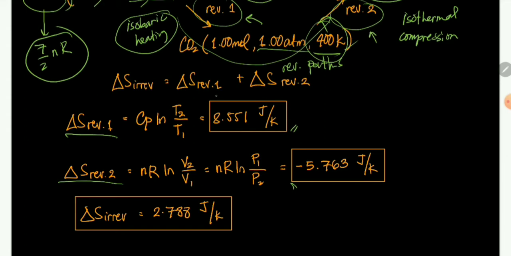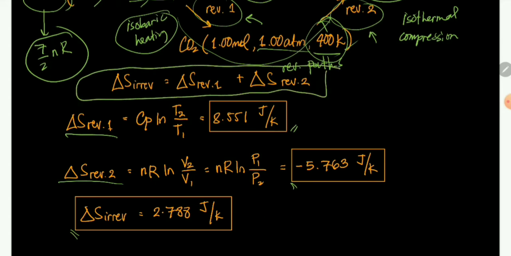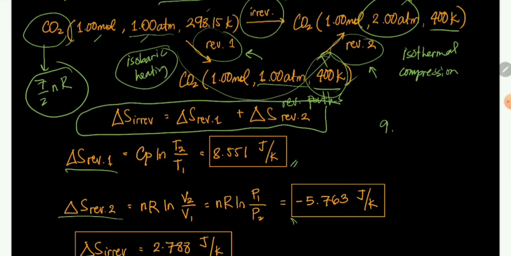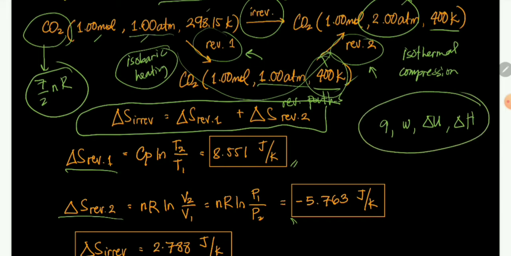So if we add these values, makukuha natin yung delta S ng irreversible path. So the delta S of the irreversible path is the sum of the delta S of the reversible path 1 plus the delta S of the reversible path 2. Okay, so the delta S of the irreversible path is equal to 2.788 joules per Kelvin. So for the Q, W, delta U, and delta H, pwede nyo na siyang i-calculate on your own. So madali lang naman dahil magagamit nyo naman yung inyong mga existing equations. So kung meron kayong mga volume na hinahanap, you can just use the ideal gas equation, PV is equal to nRT. Okay?